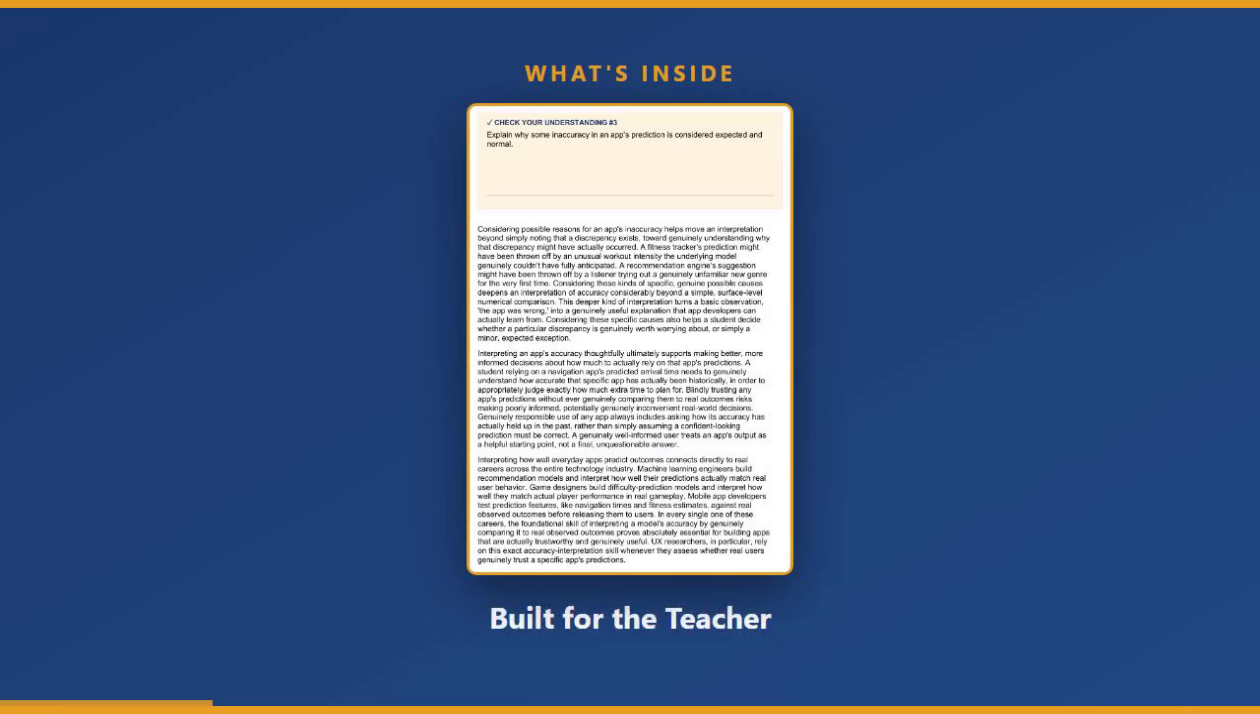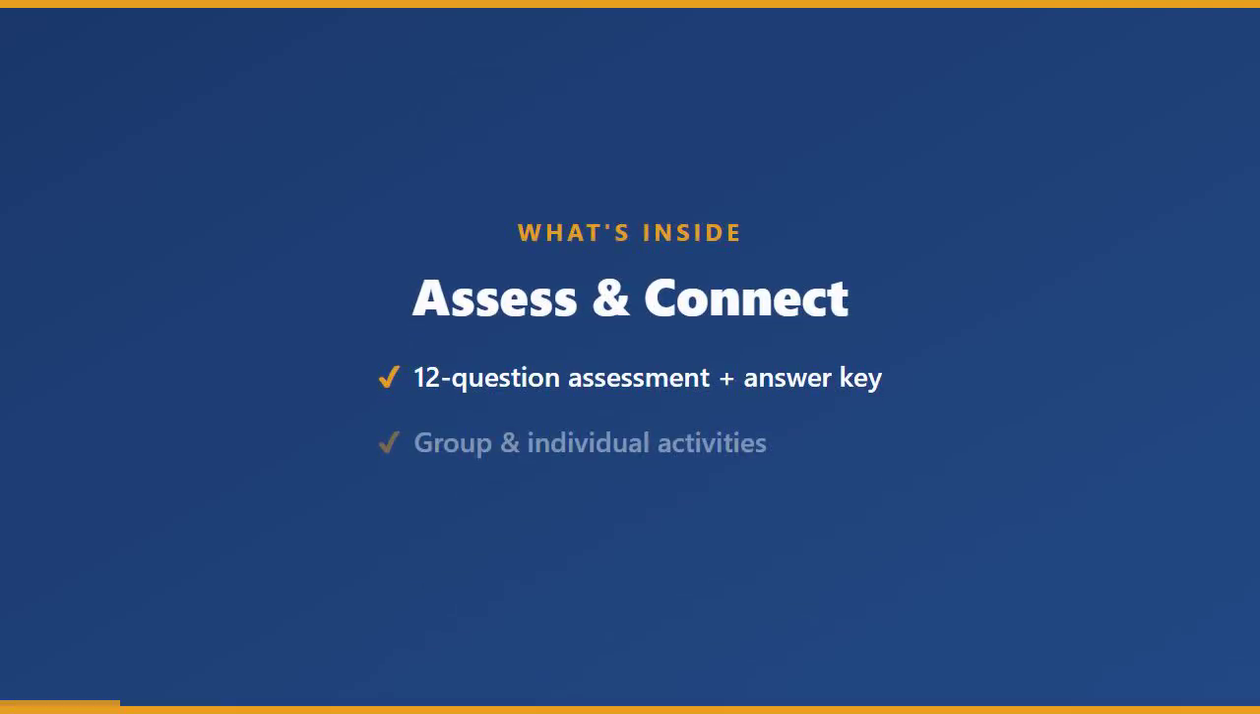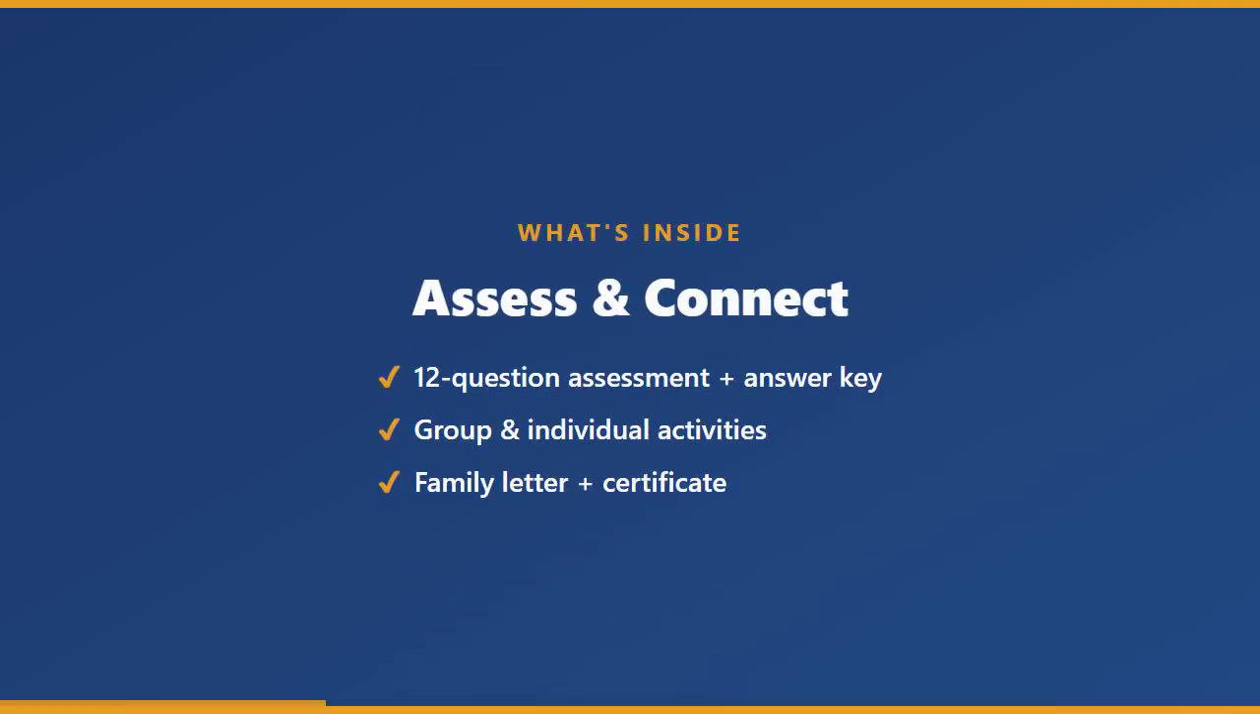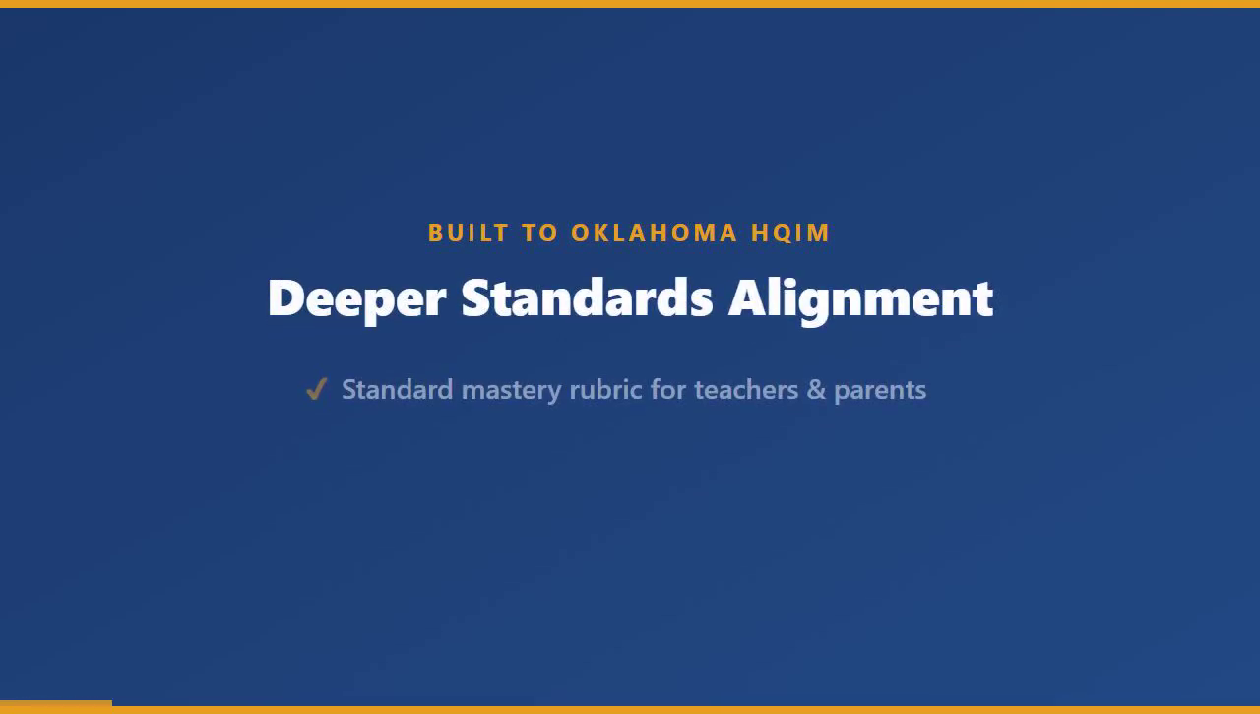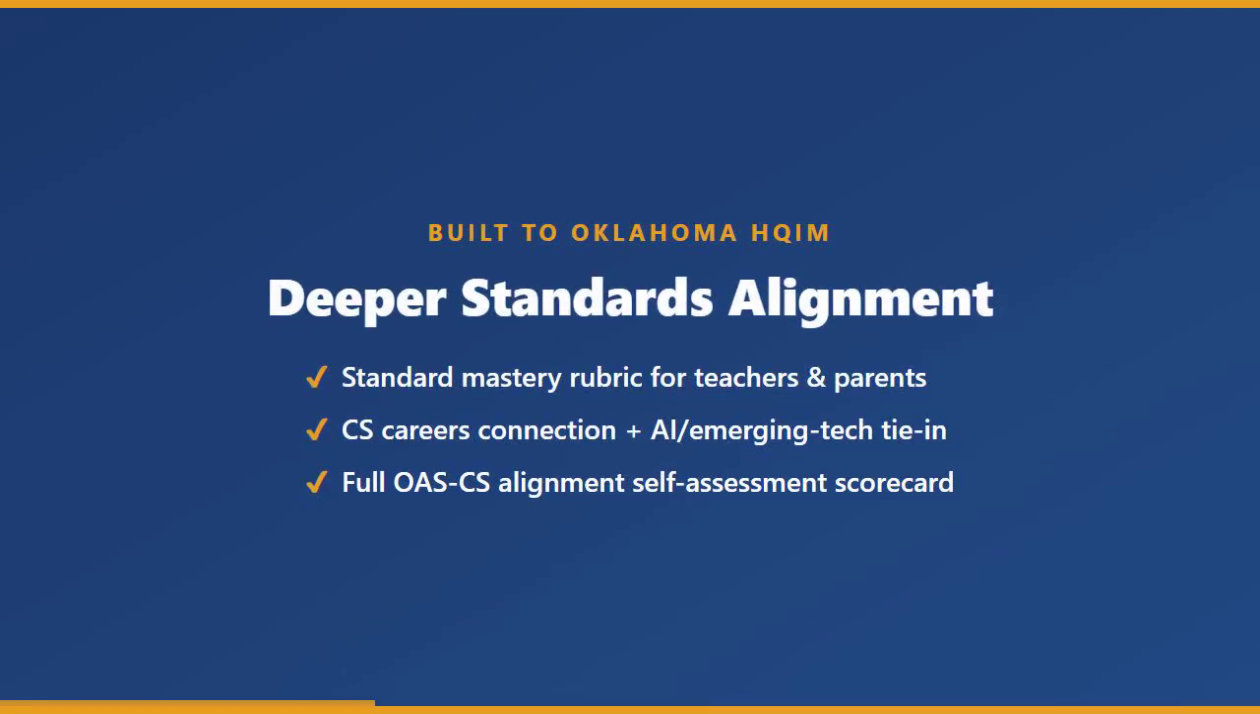Inside, a full teacher guide with pacing, misconceptions, and a scoring rubric, plus a content lesson with built-in comprehension checkpoints. This unit includes a standard mastery rubric for teachers and parents, a visual comparison chart of everyday apps, a CS careers connection, and an AI connection, all built to the Oklahoma HQIM rubric, plus a 10-question assessment with answer key, group and individual activities, vocabulary puzzles, a family letter, and a certificate of achievement.